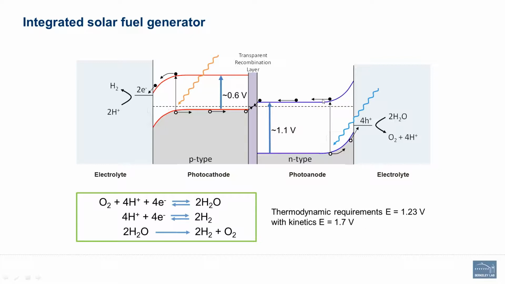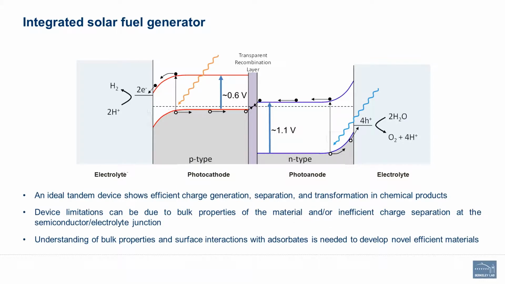photovoltage of 1.7 volt. So for example, we can use a photoanode that gives us about 1.1 volt, and Johanna is specifically going to talk about this type of photoanode. And then we can use a photocathode, let's say silicon, which gives us a photovoltage of about 0.6 volts, which altogether would allow us to carry out the water splitting reaction.